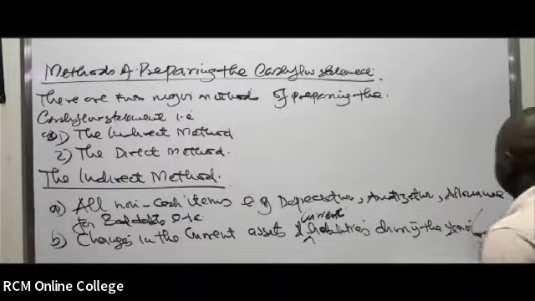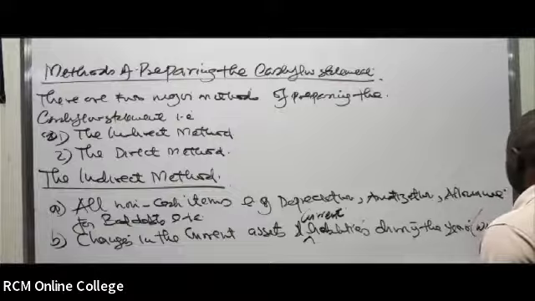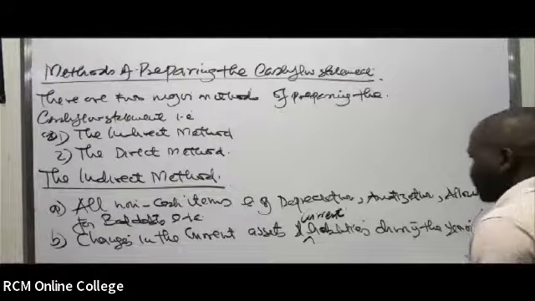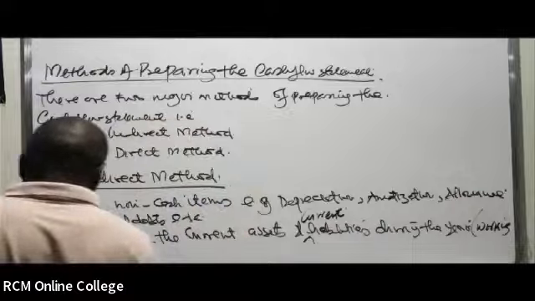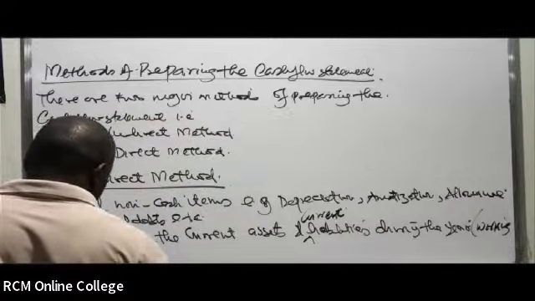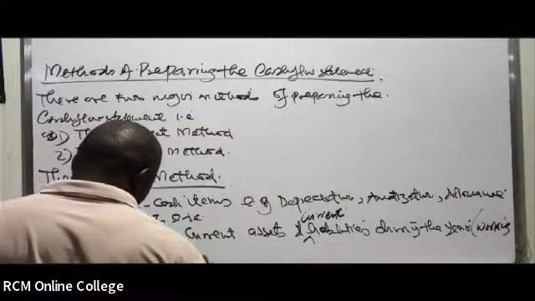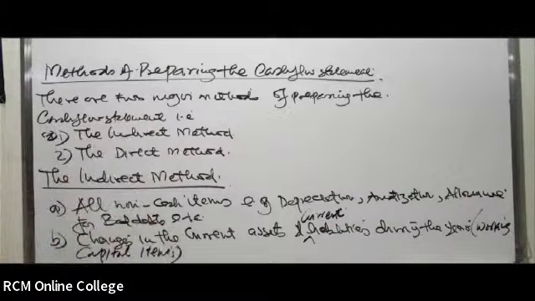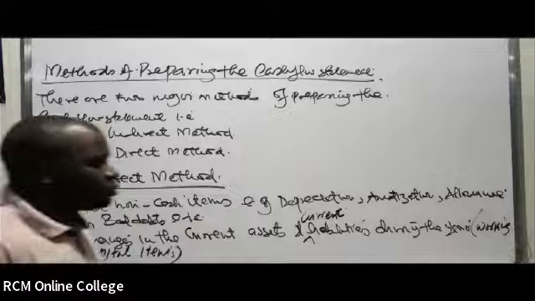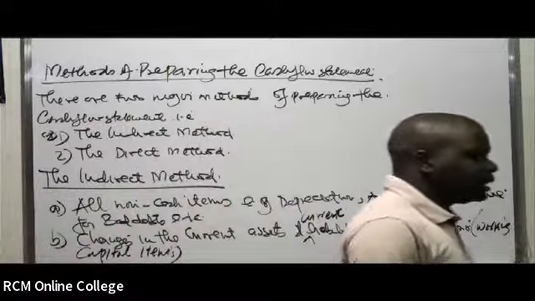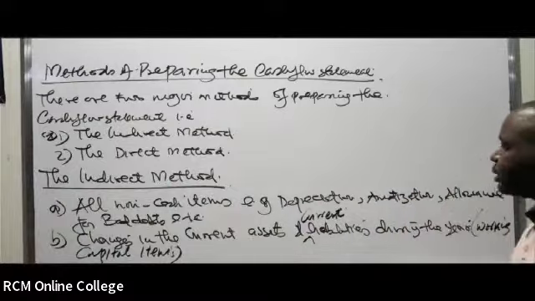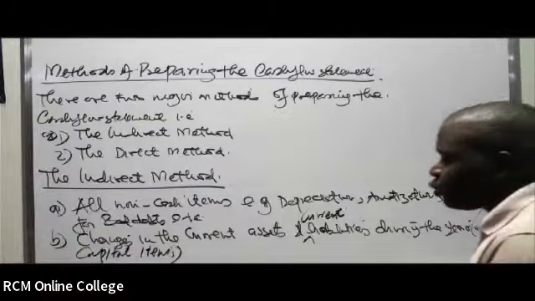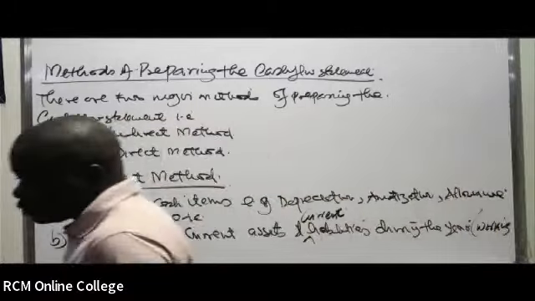In brackets, you can say working capital items. The current assets and current liabilities are working capital items. This is what we rely upon to run the daily operations. In brackets, you put working capital items.